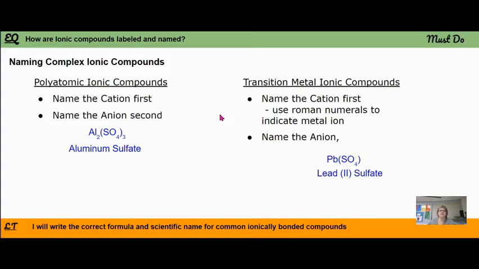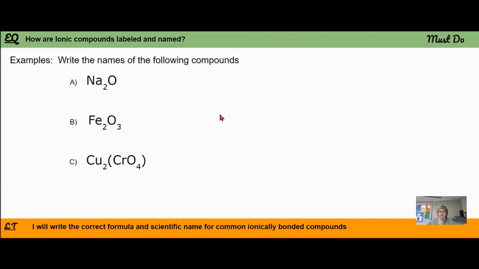Okay, let's do some more examples. Okay, so I have Na2O. Na is sodium and O is oxygen. So I'm going to take the -ygen off and make it an ide. So now I have sodium oxide.